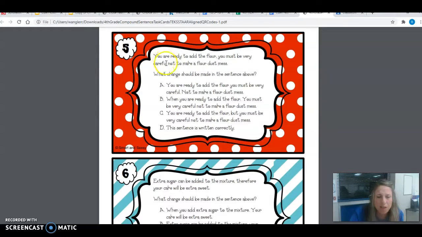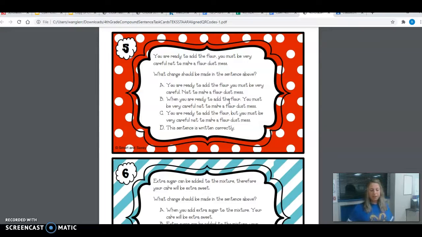It says you are ready to add the flour, comma, you must be very careful not to make a flour dust mess. So on here, I would want to put comma but. So you notice right here, we have comma but. This sentence, when you're ready to add the flour, it's not a complete sentence. I don't know what it wants me to do.